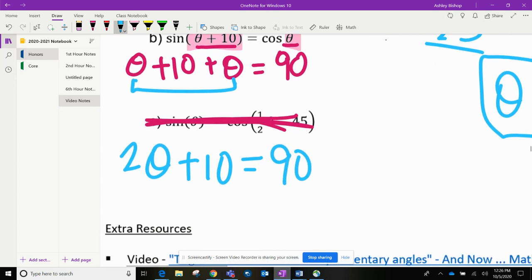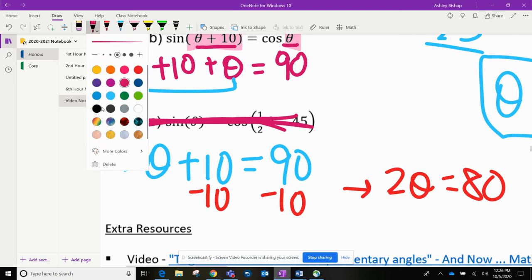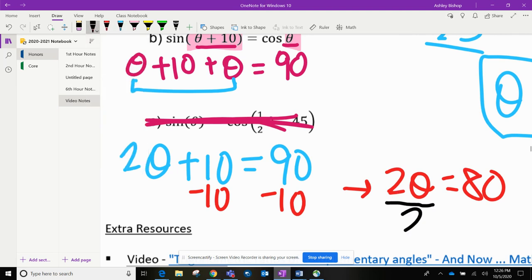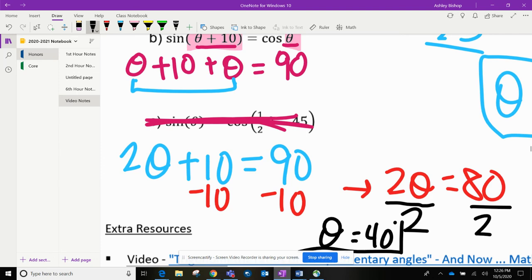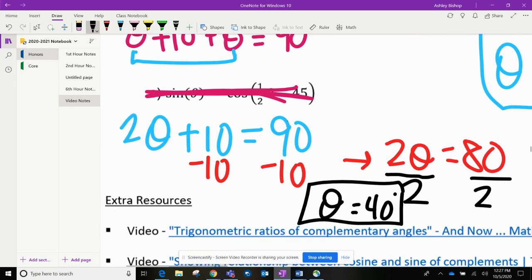Again, theta is just an unknown. You need to get all your unknowns on one side and your numbers on the other. So I'm going to subtract 10. So I have 2 theta is equal to 80. 90 minus 10 is 80. And then to get theta by itself, I need to divide both sides by 2. Just doing simple algebra now. Theta is equal to 40 degrees. And that makes sense. Plug that back in. Theta plus 10 is 50 because theta was 40. Theta was 40, so plug that one in. 40 plus 50 needs to equal 90, which it does. Okay.